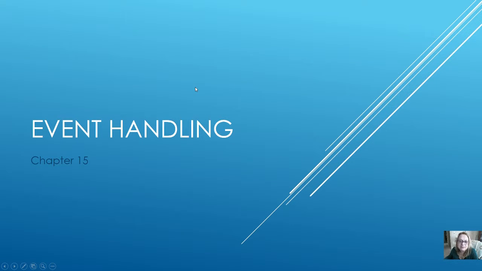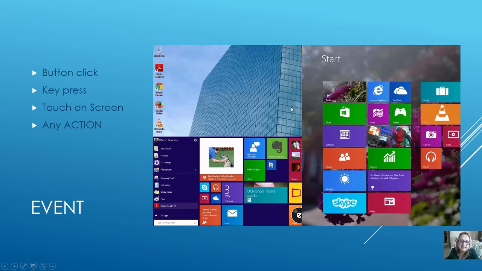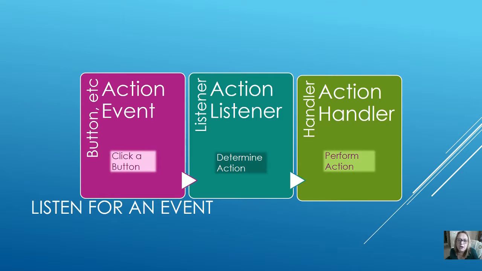We were talking last time about making our interfaces pretty, our GUI user experiences, and this time we're going to be talking about handling events. Event-driven programming involves handling events that occur within our application. Those events could be the click of a button, the press of a key, touching of the screen, any sort of action that causes some sort of event to occur.